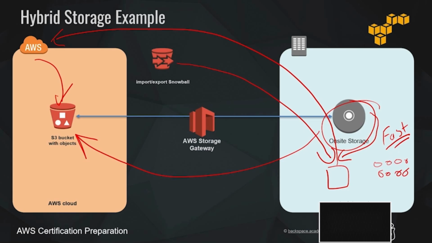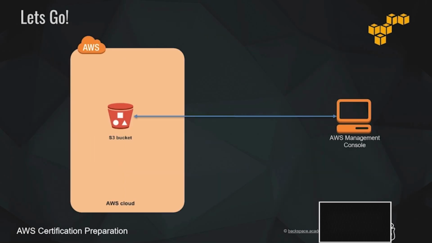Let's have a go at using the Amazon S3 service. So what we're going to do now is use the AWS Management Console to connect into the AWS cloud. And then we're going to create an Amazon S3 bucket. We're going to upload files to that bucket, and then we're going to download files from that bucket. And then finally, we're going to empty and delete that bucket.